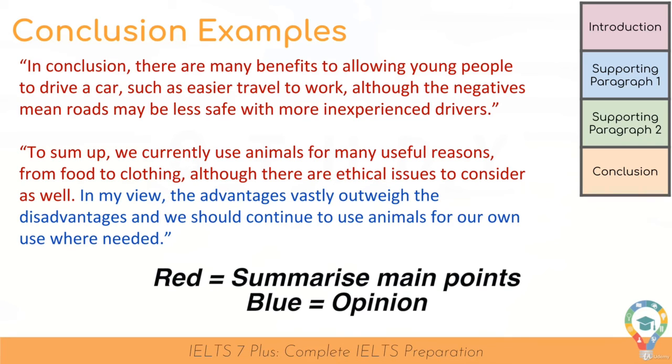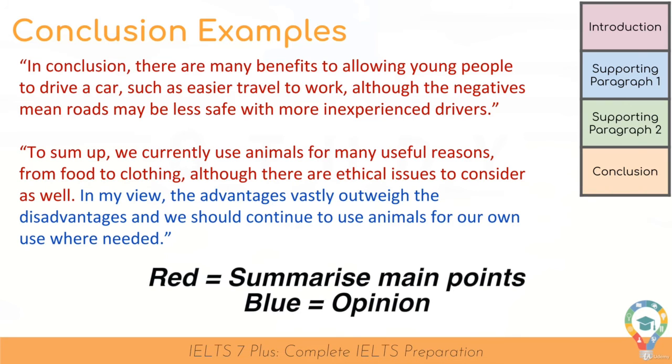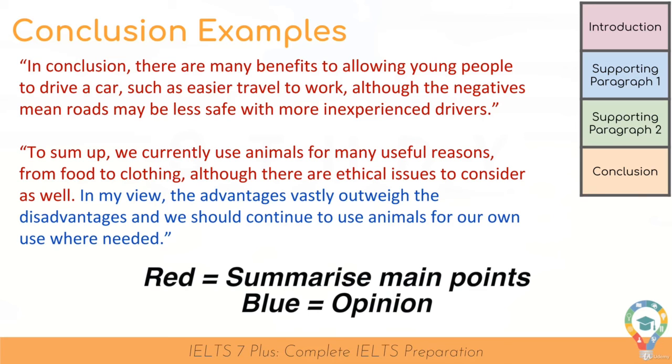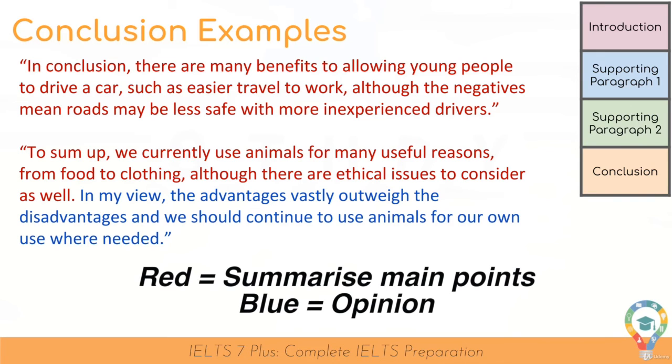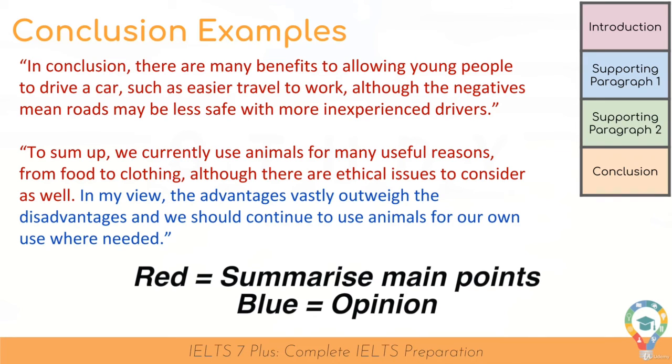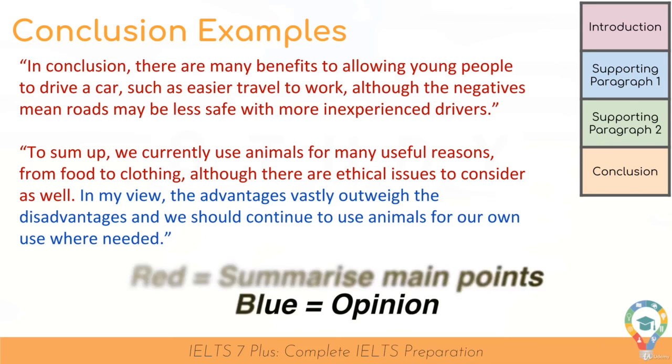And conclusion number 2. To sum up, we currently use animals for many useful reasons, from food to clothing, although there are ethical issues to consider as well. In my view, the advantages vastly outweigh the disadvantages, and we should continue to use animals for our own use where needed. So here are two examples of a one-sentence and two-sentence conclusion. Now, I did say that problem-solution questions require a slightly different approach. So as the final part of this lesson, let's take a look at that.